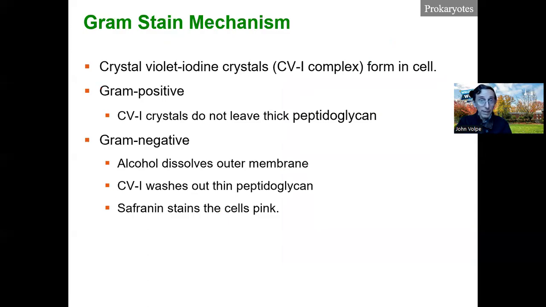All right, let's talk a little bit about the Gram staining mechanism. Crystal violet iodine crystals, the complex, forms in a bacteria cell. In a gram-positive cell, these crystal violet iodine crystals do not leave the thick peptidoglycan layer, so they are retained by the cell as long as you don't over-decolorize. And then the cell will stain purple. The gram-negative cell wall has a thinner peptidoglycan layer, and the crystal violet iodine complex washes out of this gram-negative cell wall. The alcohol will then dissolve the outer membrane of the cell wall because the outer membrane is mainly lipid, and it'll dissolve in alcohol. Safranin will then come into the cell and stain the cell pink, giving you the differential color between a gram-negative and a gram-positive cell.